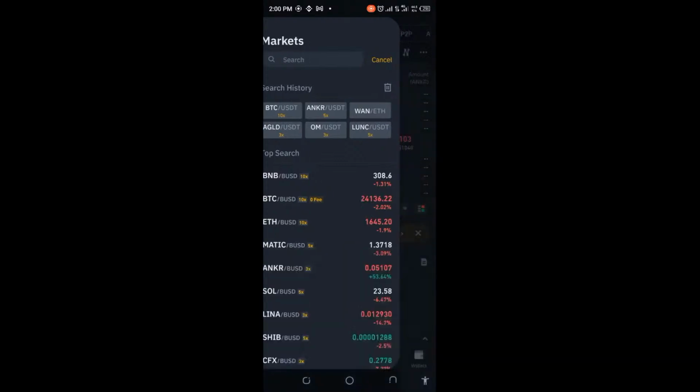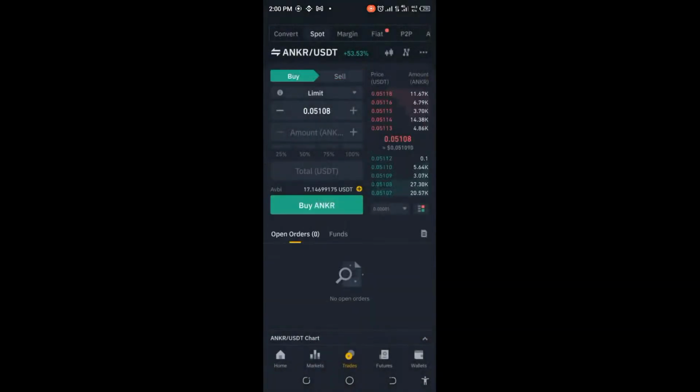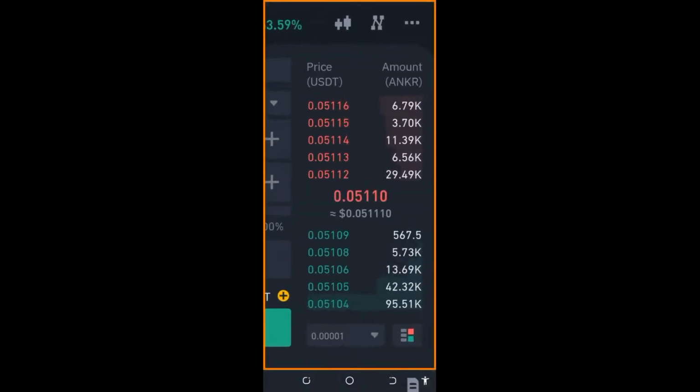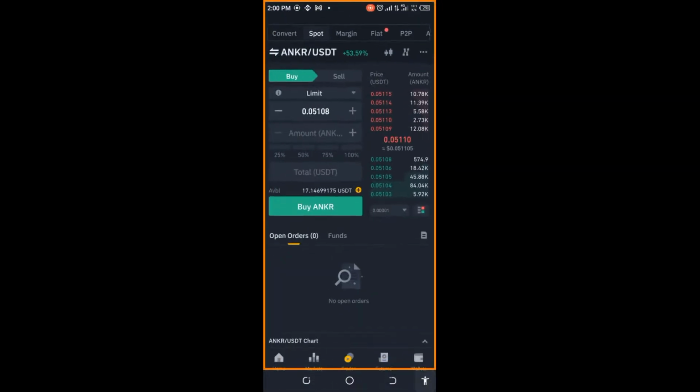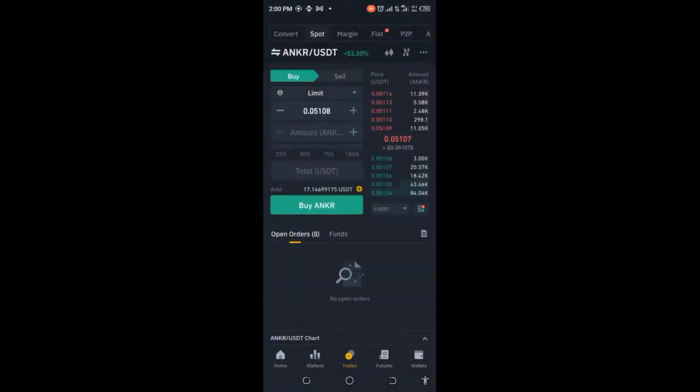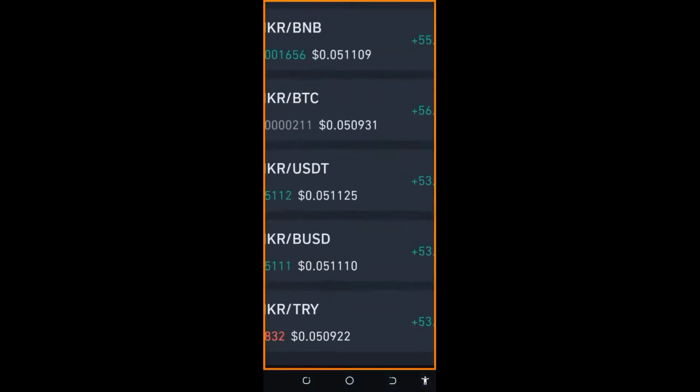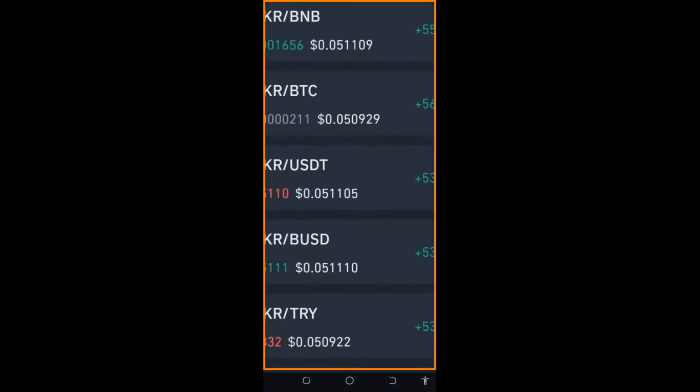So let me go back to ANKR USDT. What is the price right now? Okay, the price is 0.5110. Let's go check the compare markets, because it's really flipping and flopping. As you can see here, BTC is 0.509. USDT is definitely going to get back to 0.509, and I'm going to put it back at 0.509. That is what I am going to put it back as, and that's what I'm going to sell it as.